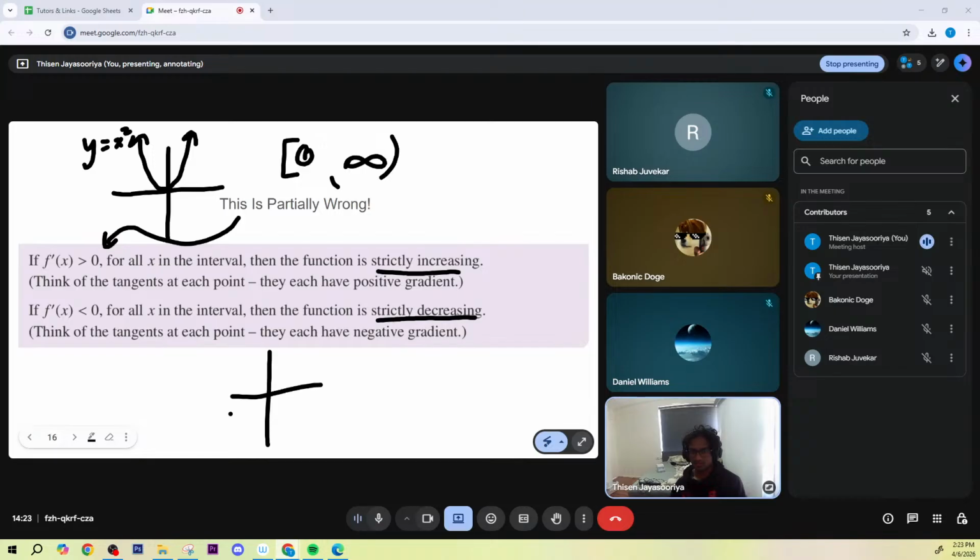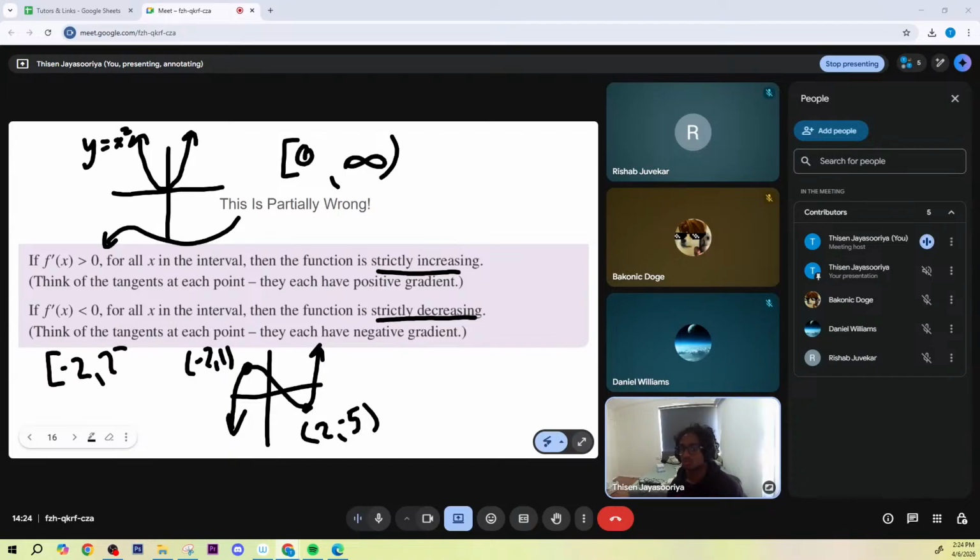If we were given a curve that looks something like this, and we're told that this point is negative 2, 1 and this point over here is 2, negative 5, then let's say we want to find when it's strictly decreasing. It's going to be between negative 2 and 2 inclusive. It's going to include those stationary points. Does that make sense? I want you to remember that for strictly increasing and decreasing, because they do ask this question.